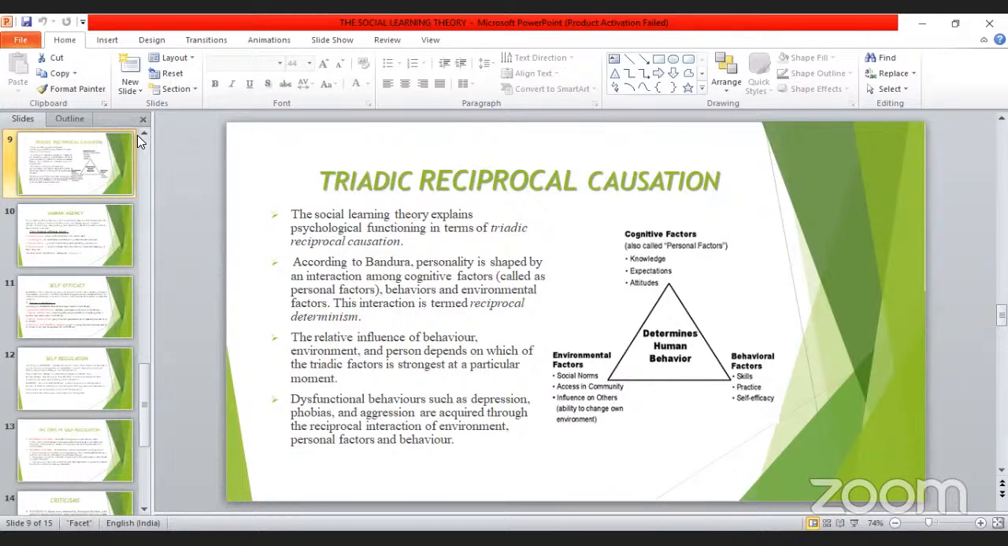So, very good, Abhishek. Thank you for sharing your experience. Here the triadic reciprocal causation helps us explain how behavior, environment, and person depend on which of the triadic factors is strongest at a particular moment. Any dysfunctional behavior such as aggression, phobia, or depression can also be explained through this model. So it is actually a very good model to explain personality, how personality is shaped by the interaction among the three.